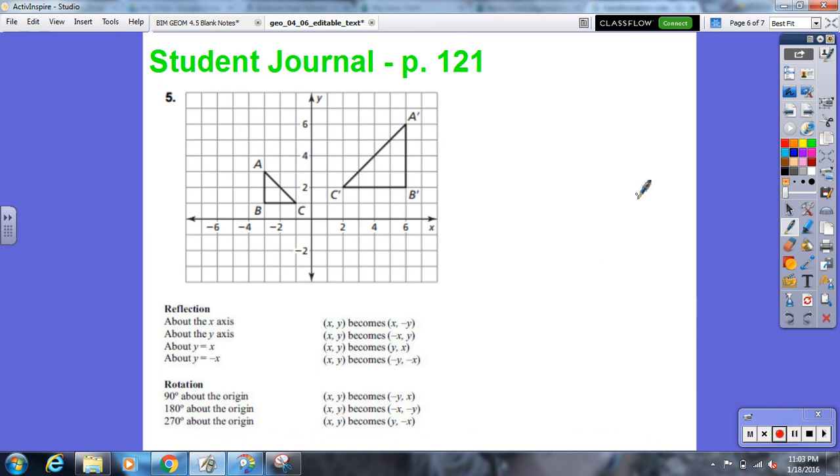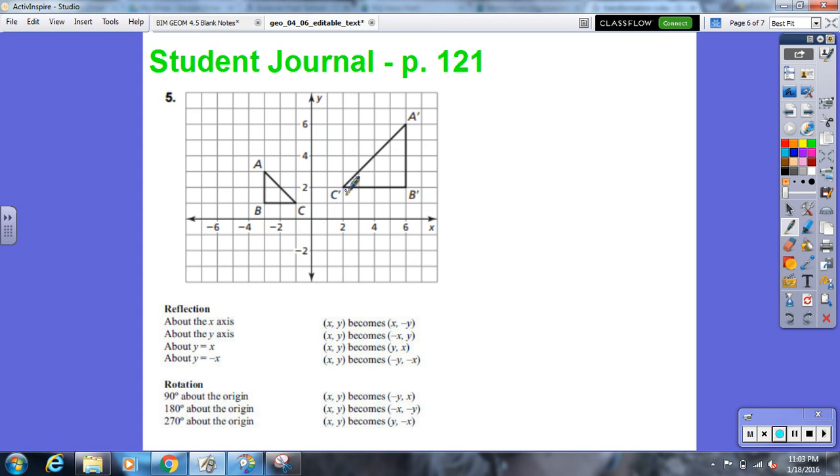Okay, so on number 5 here, once again, we're going from ABC to A prime, B prime, C prime. So we want to see how we got there. So for me, I'm still going to start with the dilation. Many people go ahead and start with the translation or the reflection, and that's okay. I just like to see the size change first, but that's a personal preference, and it's not required for you guys.